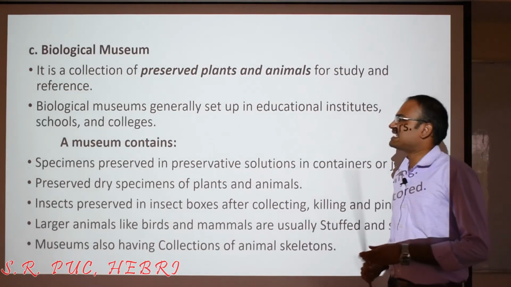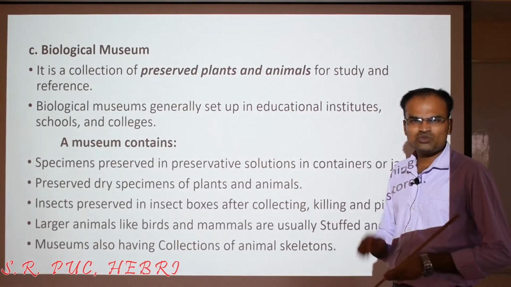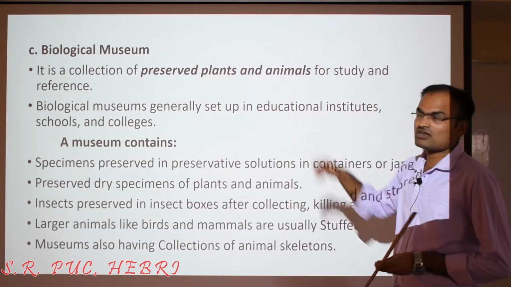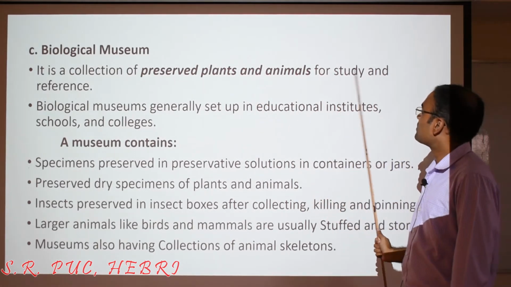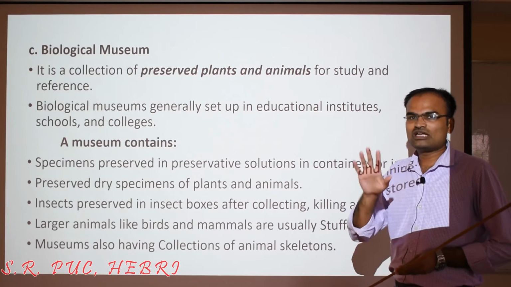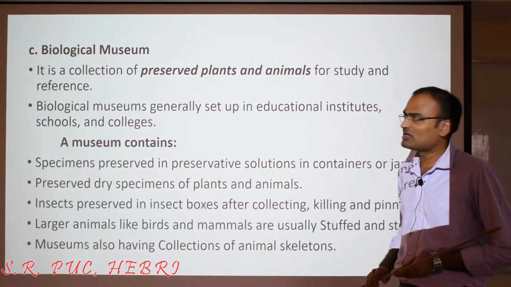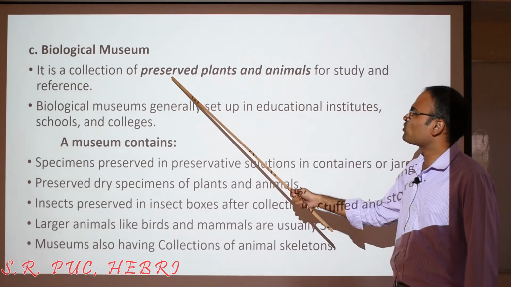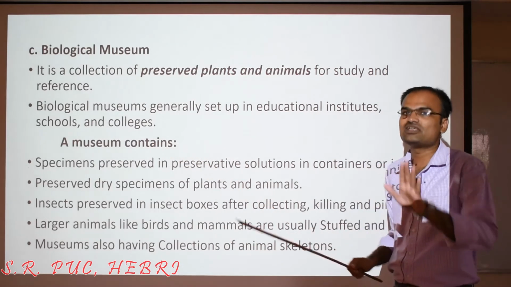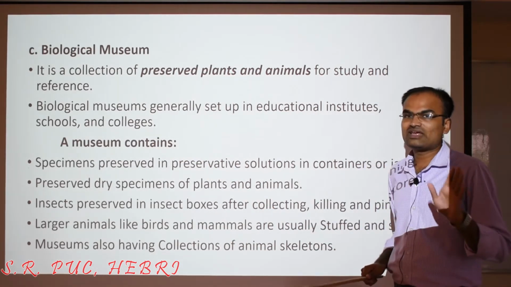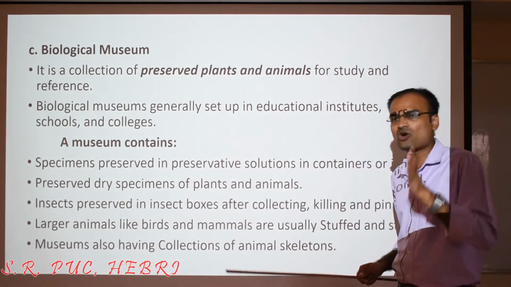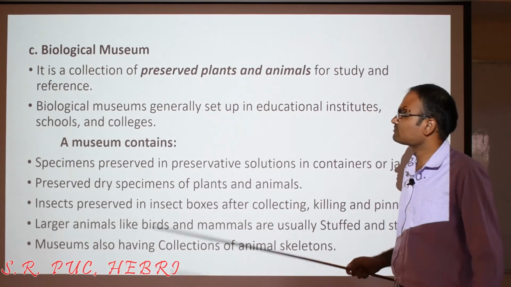The next one, the third taxonomical aid, is the Biological Museum. You are already aware of a museum, but here it is a biological museum. What is it? It is a collection of preserved plants and animals for study and reference. In the herbarium and the botanical garden, it was related only with plants. But the biological museum has both preserved plants and animal species. Preserved here refers to non-living. We are not going to observe any living organisms in the biological museum. Remember, all are dead; they have been preserved in containers.